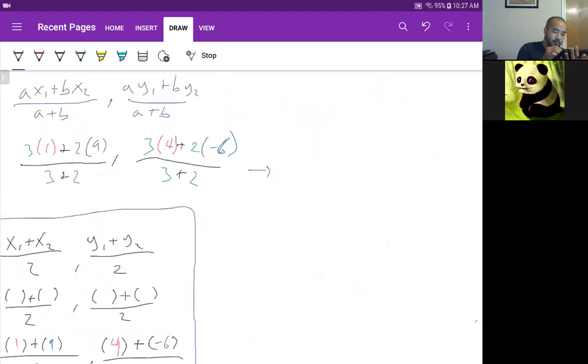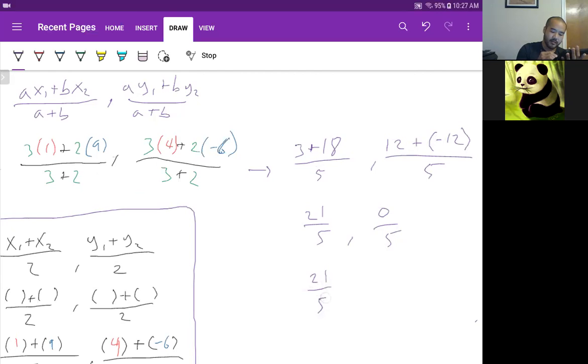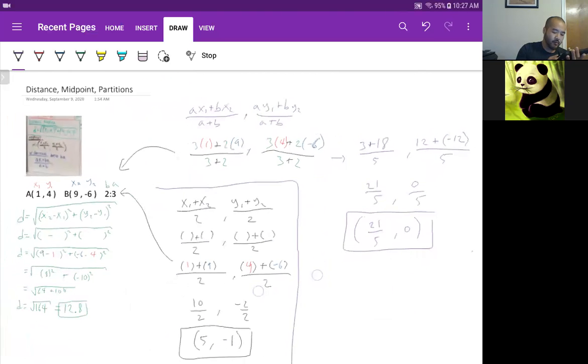All right, so 3 times 1 is 3. 2 times 9 is 18. 3 plus 2 is 5. 3 times 4 is 12. 2 times -6 is -12 divided by 5. So 18 plus 3 is 21 over 5, and then 0 over 5. So 21 over 5 does not reduce, and then 0 over 5 is just 0. So there's your answer. That is midpoint with partitions. So those are the 3 formulas you're using today.